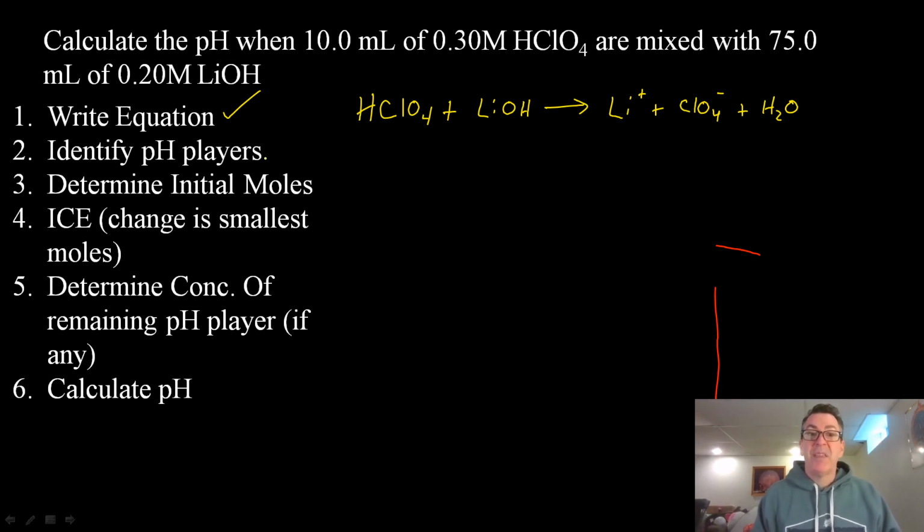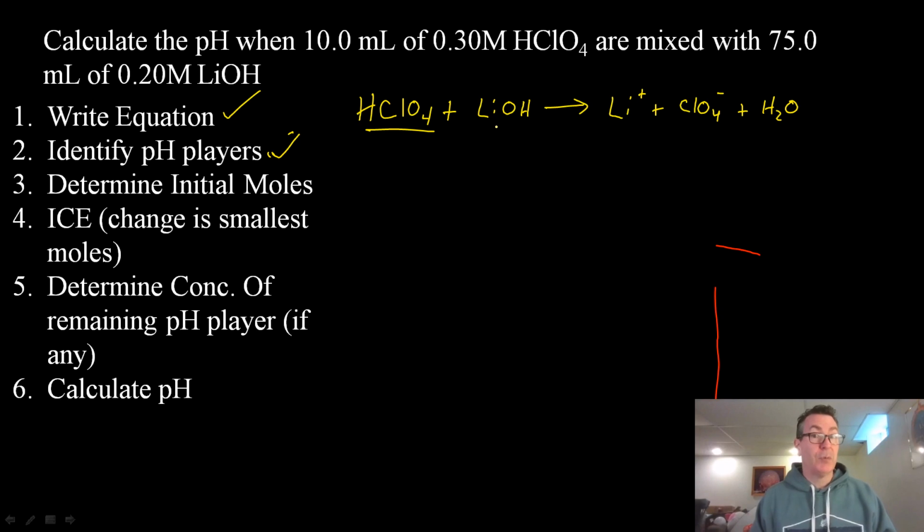Next step is to identify the pH players. For this step, what I do is I go substance by substance, including those ions, and I ask myself, if that was the only thing present in solution, would that affect the pH? And so HClO4 is a strong acid. It's definitely going to affect the pH. So I'm going to underline that one and keep track of that. Lithium hydroxide, that's a strong base.